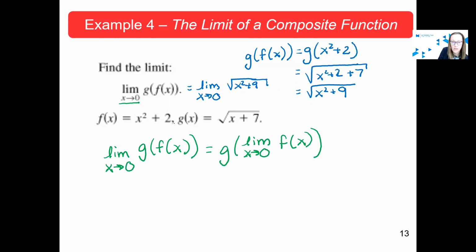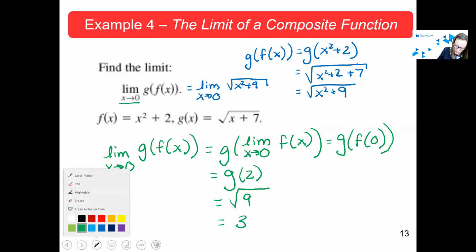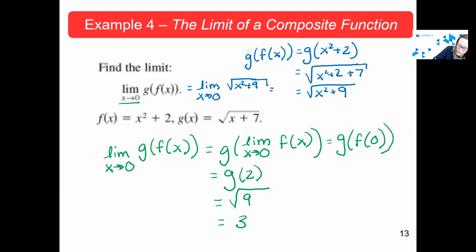And since f of x is defined at 0, this is just going to be equal to g of f of 0. We can directly substitute 0 in, and if I substitute 0 into this function, I get 2. So then here I have g of 2, the square root of 2 plus 7, which gives me the square root of 9, which gives me 3. Going back to what we had above, this is still 0 substitutable. I would get the square root of 0 squared plus 9, or the square root of 9, and I would get 3. So there's kind of multiple ways you can do this one.